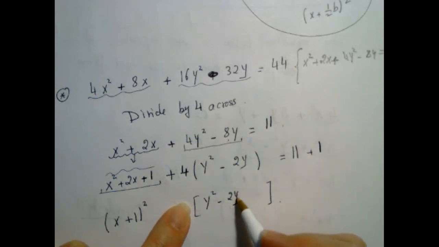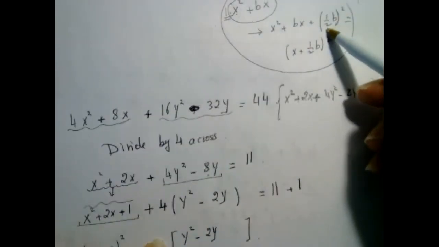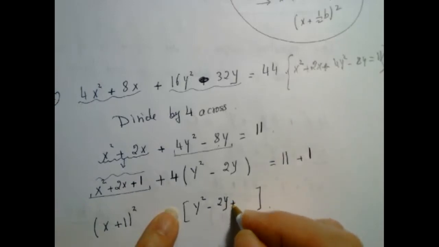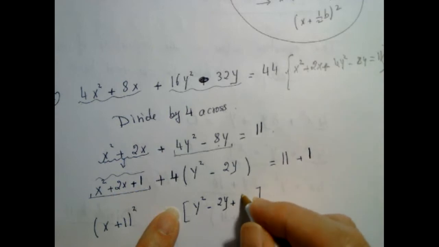To complete the square of this, y is multiplied by minus 2, half it, minus 1, I square it. So half b and square and add. So it means here I have to add, what should I add? I need to add 1.